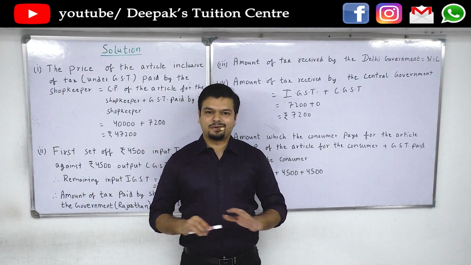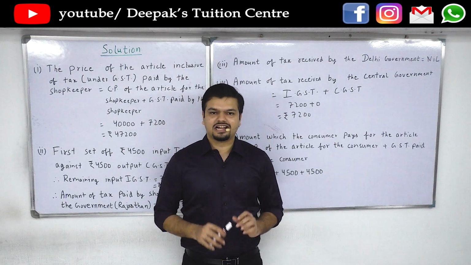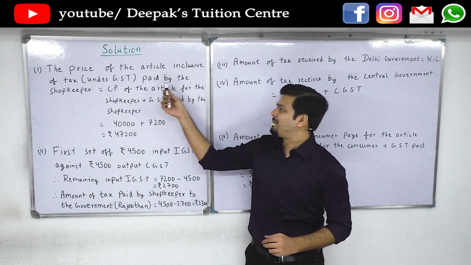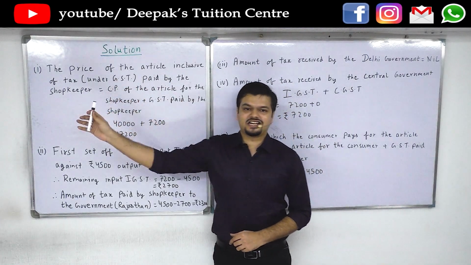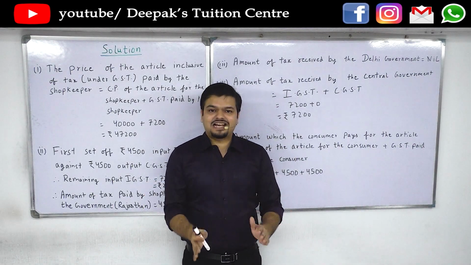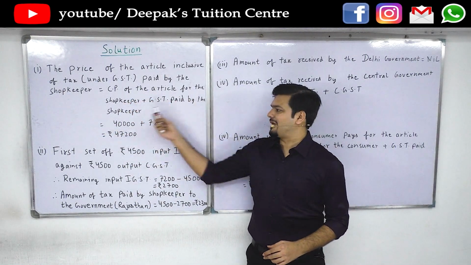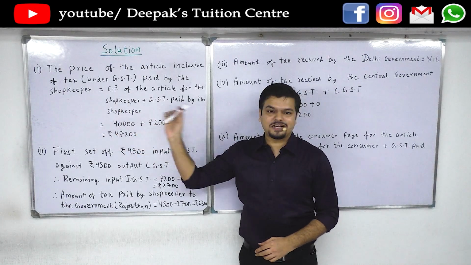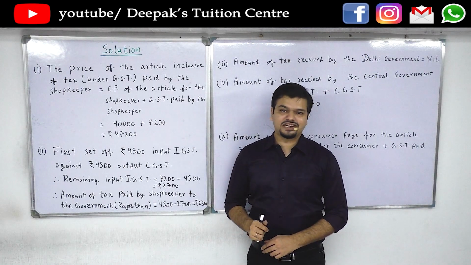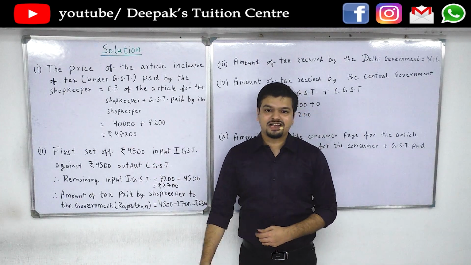Since we have already calculated everything, now we just need to look at the subparts and answer the questions accordingly. So, the first question asks the price of the article inclusive of tax paid by the shopkeeper. So, how much did the shopkeeper pay including tax? He paid the cost price plus the tax. So, that is the cost price of the article for the shopkeeper plus GST paid by the shopkeeper. The article's cost price was 40,000 for the shopkeeper and he paid IGST of 7,200. So, therefore, the total price that he paid including tax is 47,200.